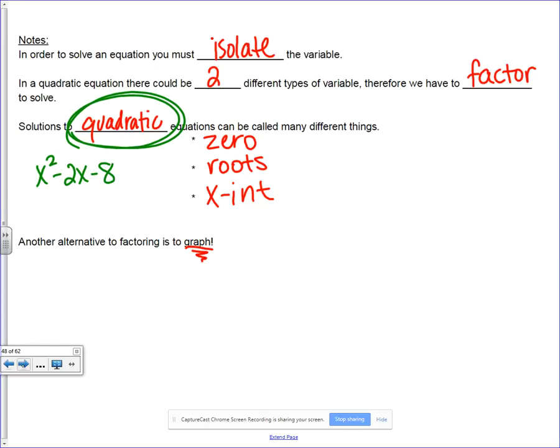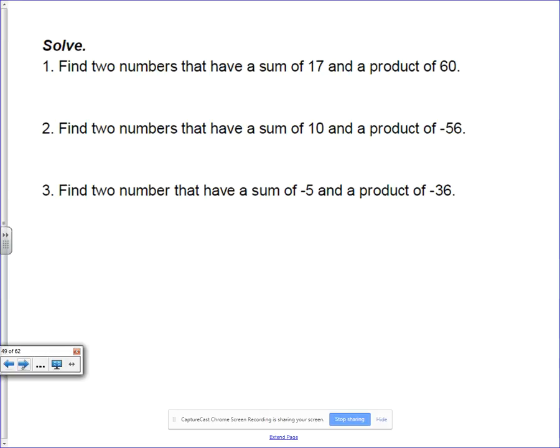So what are we doing next here? Some word problems for you. It says, find 2 numbers that have a sum of 17 and a product of 60. Sum of 17 and a product of 60. Okay, first and foremost, what does the word sum mean? Add, right? And what does the word product mean? Multiply, right? Okay, so can you write me an equation that shows the sum would have to be 17?